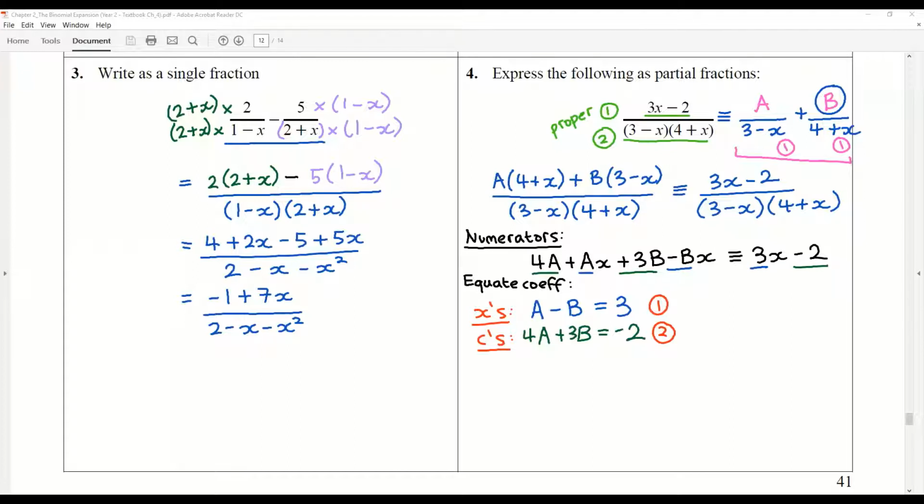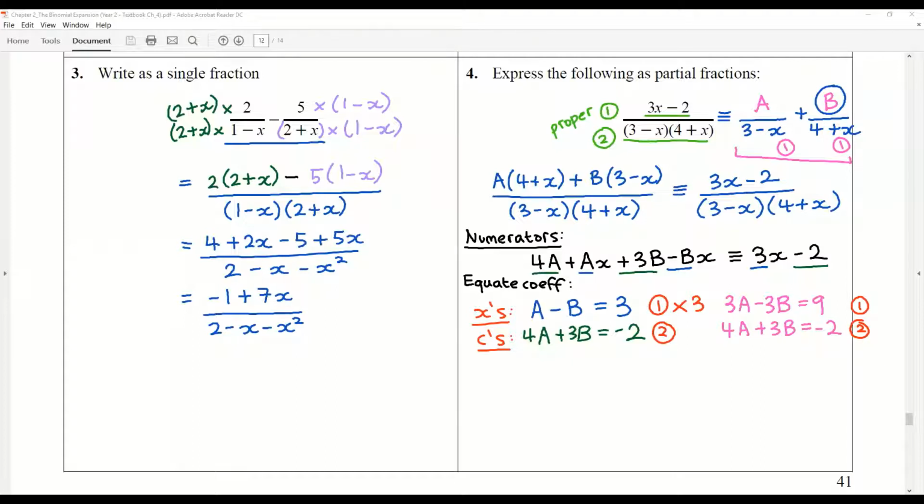One way to do it would be to multiply the first equation by 3. So we'll just rewrite it out over here. This is going to be 3A subtract 3B is equal to 9. And in the second one, 4A add 3B is equal to -2. I'm just rewriting them as 1 and 2. They're the same equations. They're still exactly in the same proportion.